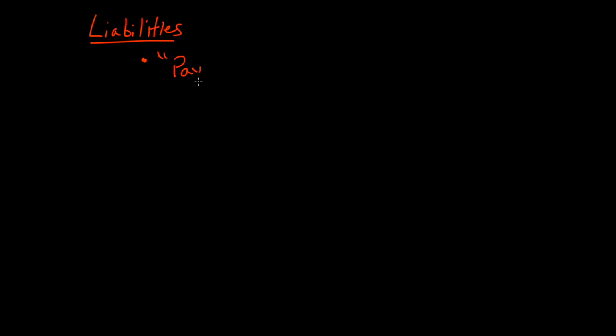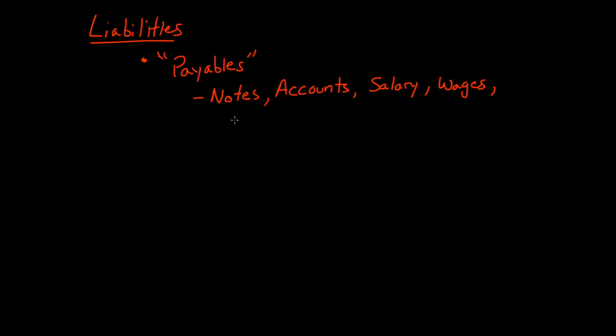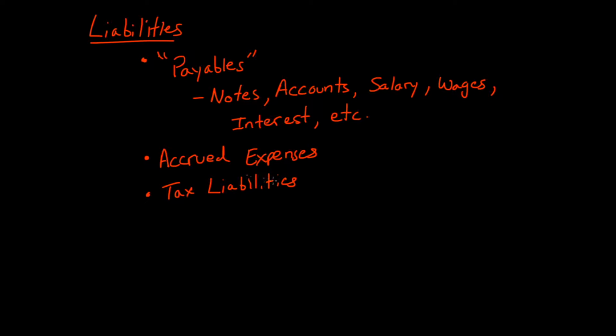On the other side, we have liabilities. These include payables, such as notes payable, accounts payable, salary payable, wages payable, interest payable, and so on. There are other accrued expenses. There are tax liabilities, which are taxes due to state and local and federal governments. And there's also long-term debt. This is debt that's not due within a year. These are bonds payable and notes payable. And there's the catch-all other liabilities.